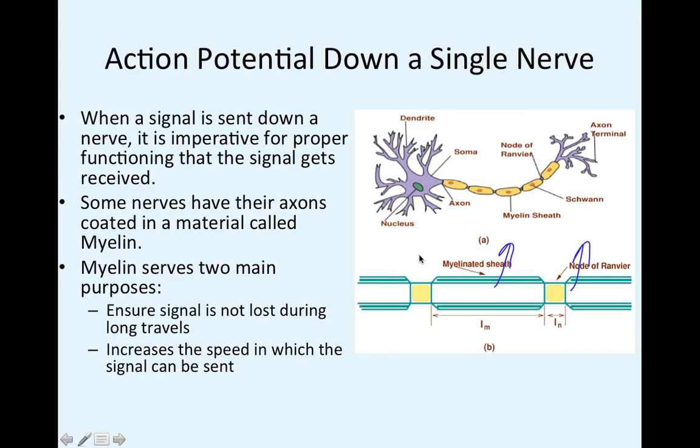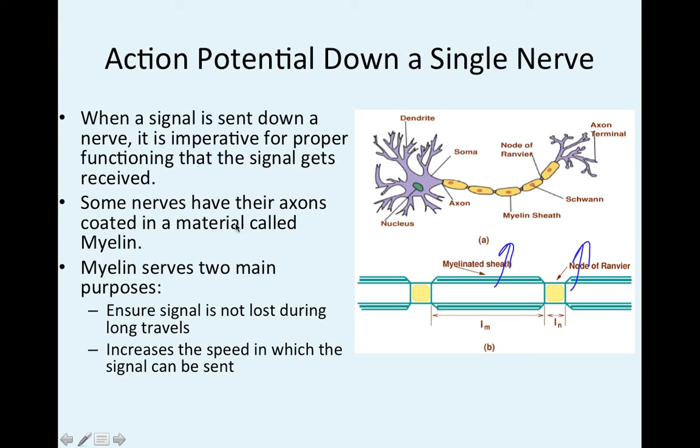Okay. Now, when we send a signal down a neuron, it's very important that we don't lose that signal. So if I send a message here that I want to move my arm, I want to make sure that that message gets all the way down to my axon terminal. If it has to go through a neurotransmitter, then to a next axon, we want to make sure the message isn't lost halfway through here.